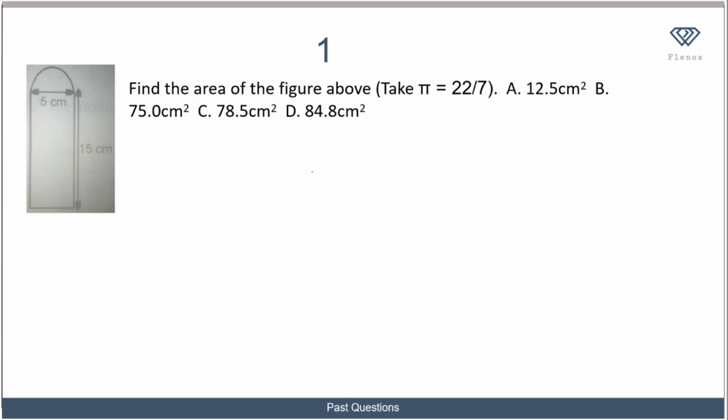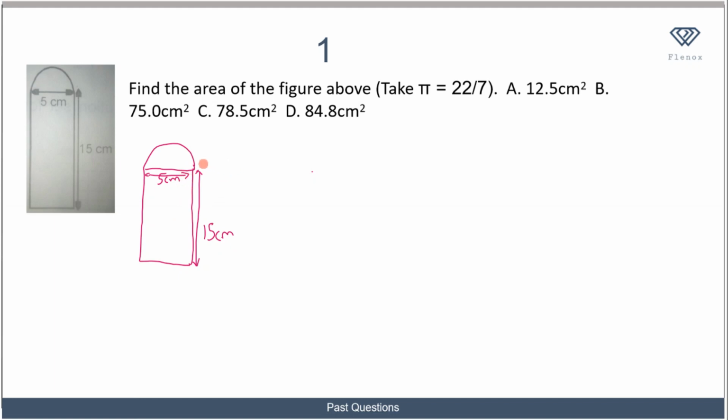This is the figure over here. I'm going to draw it out for those that cannot see it properly, so you can see it clearly. So you have a shape like this, and you have this. I'm told that the length here is 5 cm, the distance from here to here, and the distance from here to here is 15 cm.